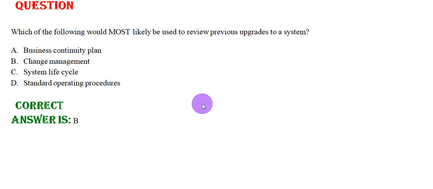Which of the following would most likely be used to review previous upgrades in the system? Option A, business continuity plan. Option B, change management. Option C, system life cycle. And option D, standard operating procedures. The correct answer is option B.